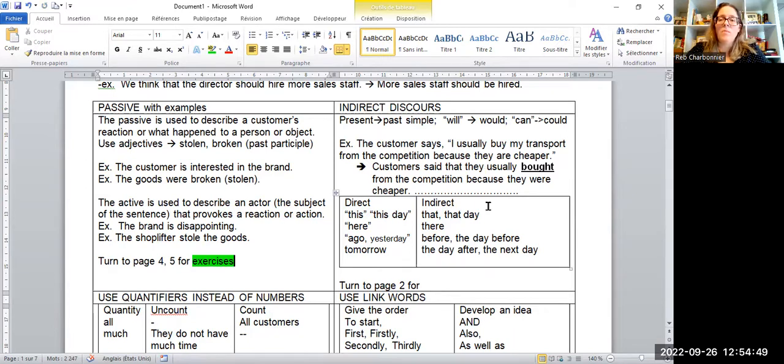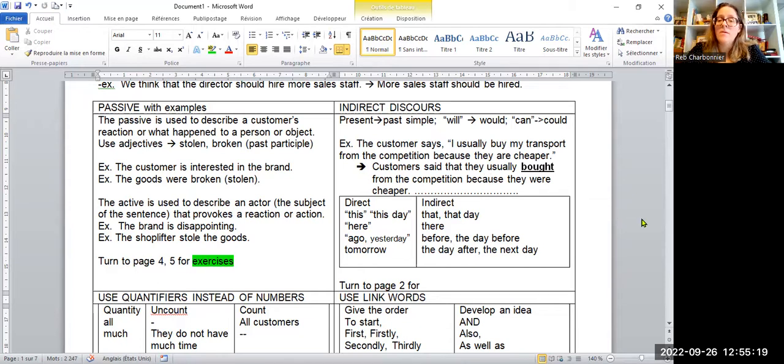Consumers said that they usually bought from the competition because they were cheaper. Okay, so I already did it for you, this one. All right. So now you would have to get a number of these. This is one person who said, I usually buy, and then you would put that together in your report, and you have like several people who said that. So you just said, the people that I spoke to said that they usually bought.